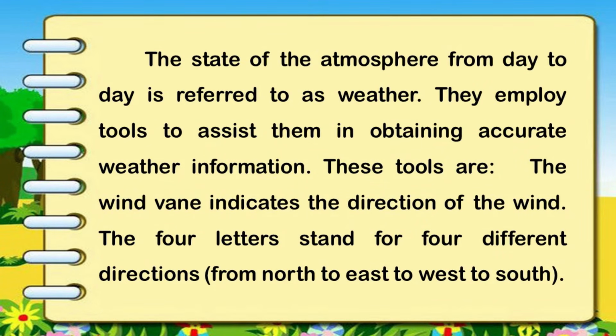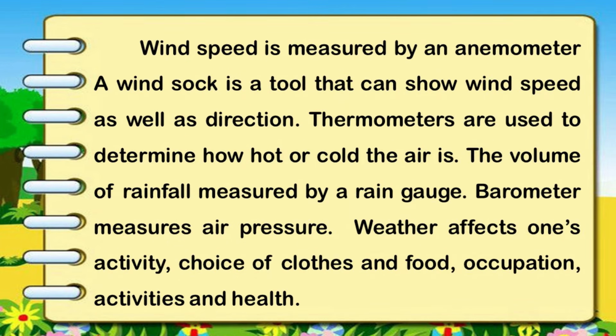The state of atmosphere from day to day is referred to as weather. They employ tools to assist them in obtaining accurate weather information. These tools are: the wind vane indicates the direction of the wind. The four letters stand for four different directions, from north to east to west and to south.